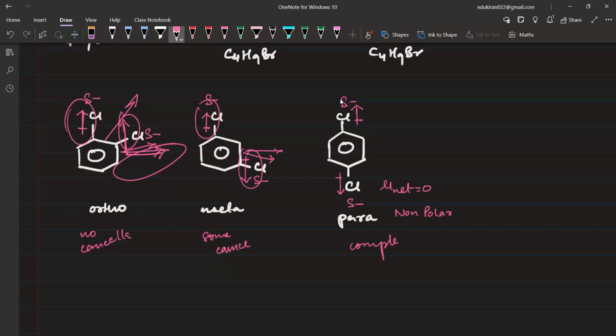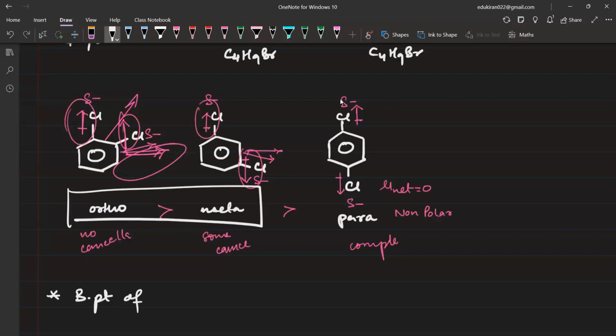So from here you can say what? If we talk about the dipole moment, for para it is 0, and the highest will be for ortho, and then meta, and then para. And similar is the boiling point. But please remember, the boiling point of, in general I can say, ortho and meta isomers is greater than that of para. The boiling point of ortho and meta does not differ by much, but still ortho is greater than meta and then para. But if you compare the boiling point of ortho and meta with that of para, there is a large difference.